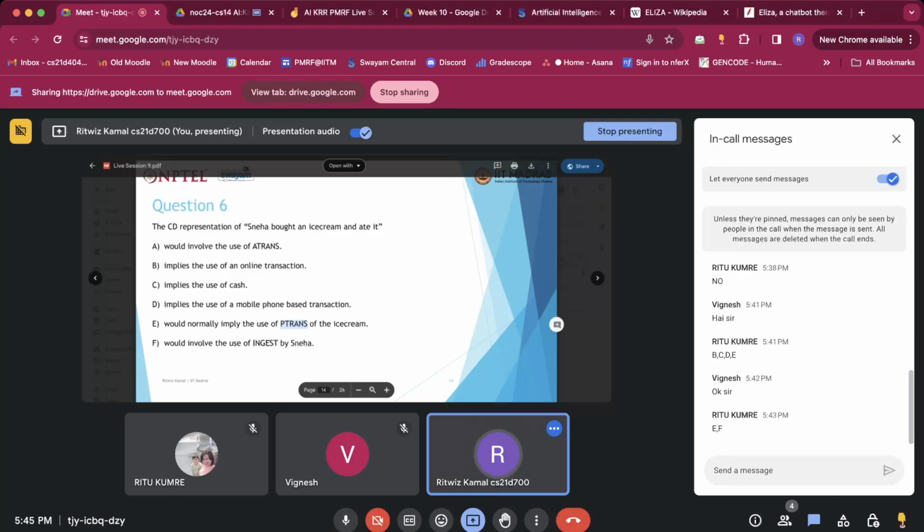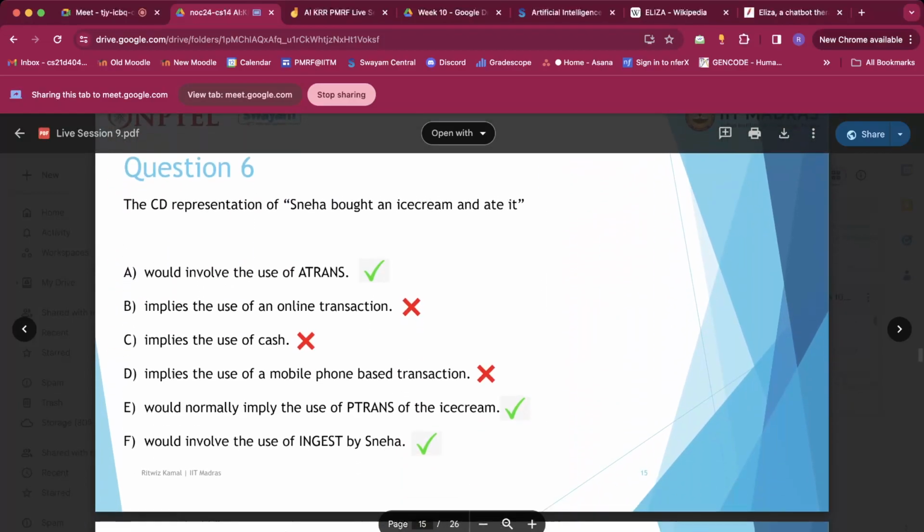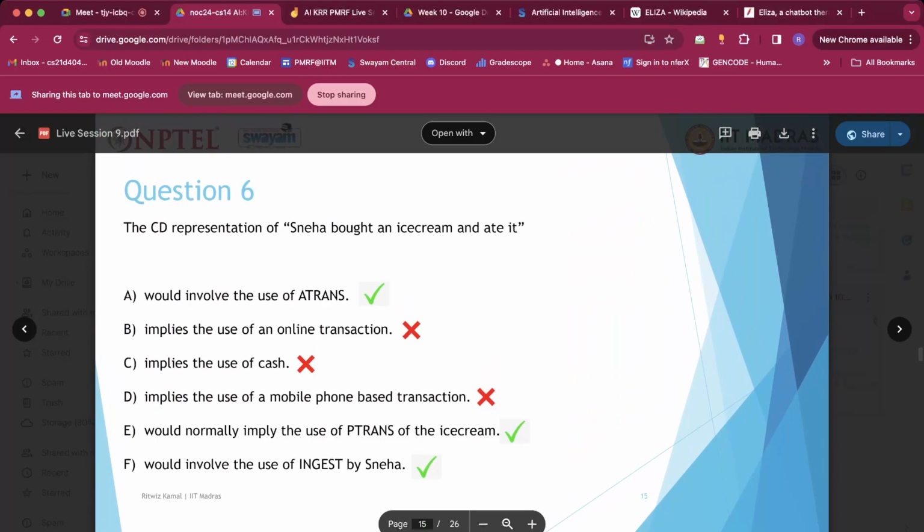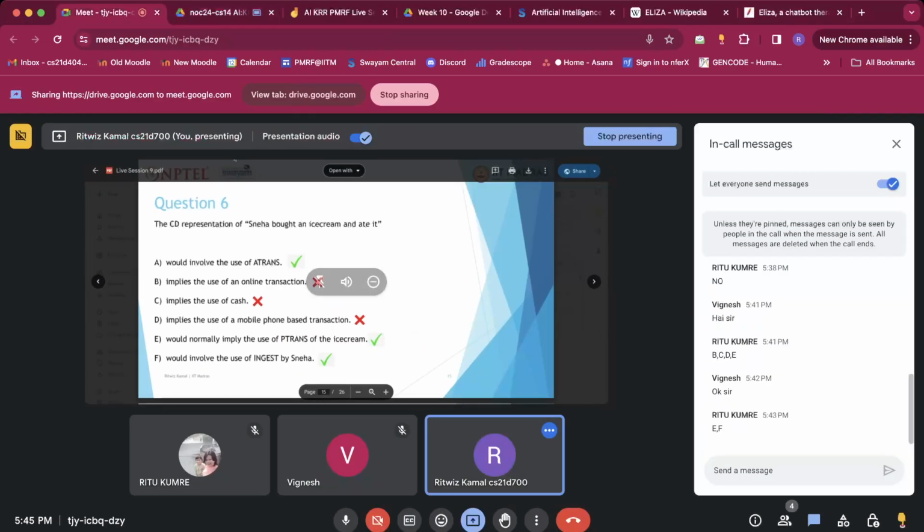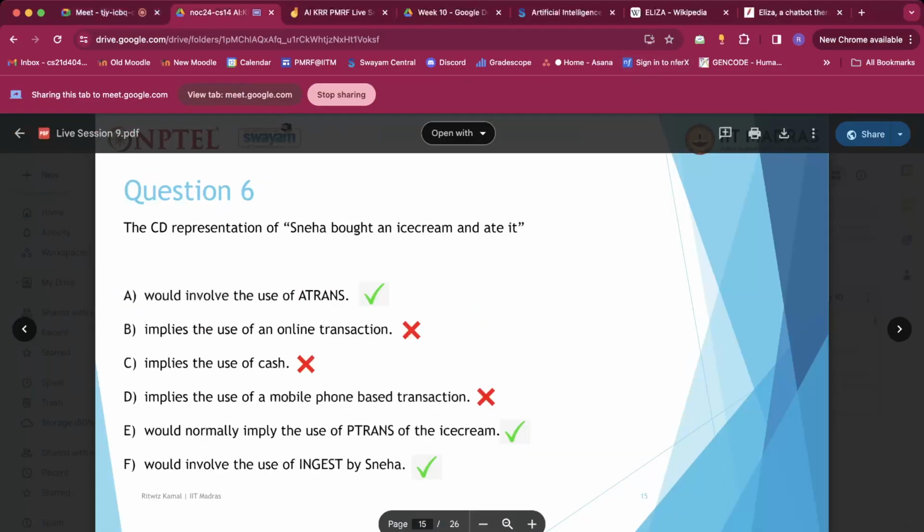Also, because there is an act of eating involved over here, the ingest option will also be true. It would involve the use of ingest by Sneha, because once Sneha eats the ice cream, she would be ingesting it. Okay, so the correct options in this case would be A, E and F. Any doubts in this question? Okay, that's great then. If this is clear, we can move on to the next question for today, which is question 7.